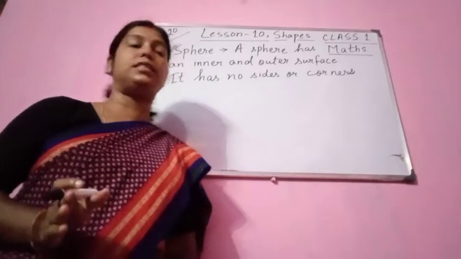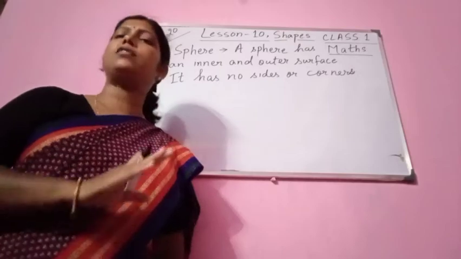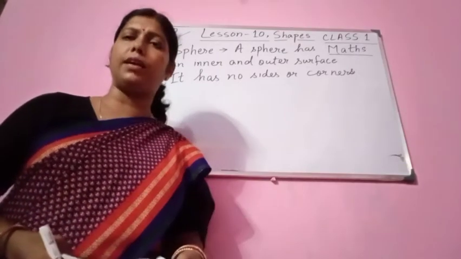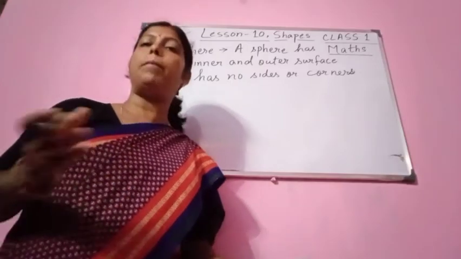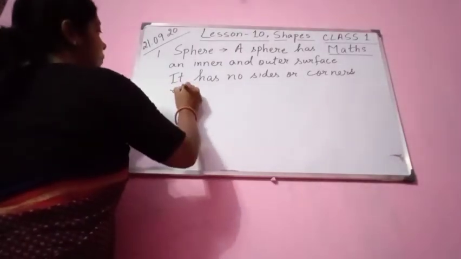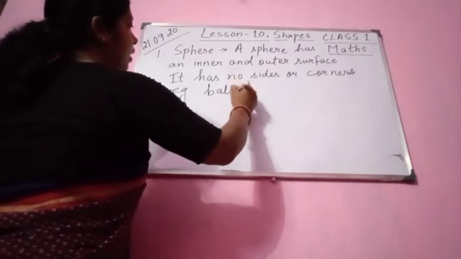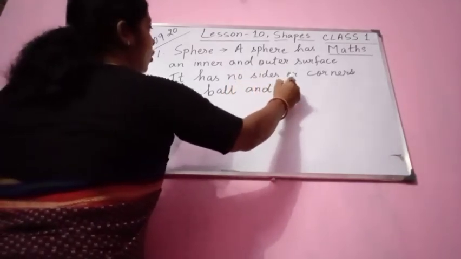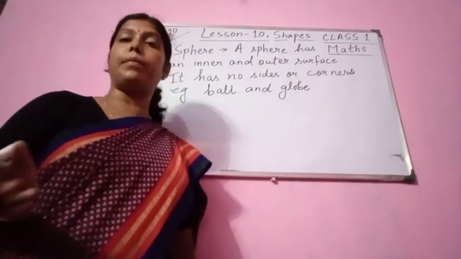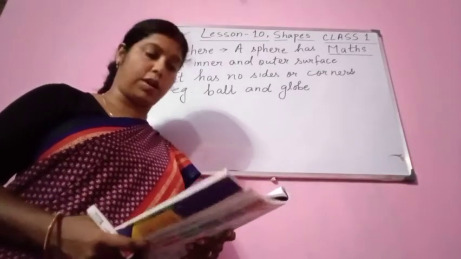It has no sides or corners. It does not have any side like cube or cuboid. It has no corners also. Okay, so you just keep in mind any example you can give. Example you can give ball, marbles, orange. All these are examples of spheres. Let us give only two examples. Okay, example you can say ball and globe. You write down ball and globe. Okay, orange, marbles, watermelon. All these are also examples. Whichever you wish to write down, you can write down.